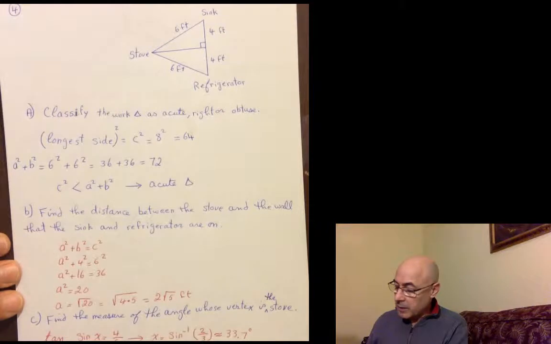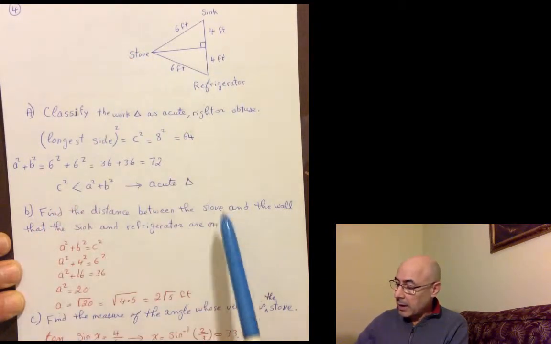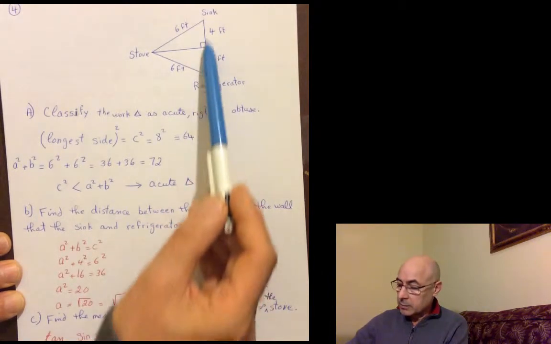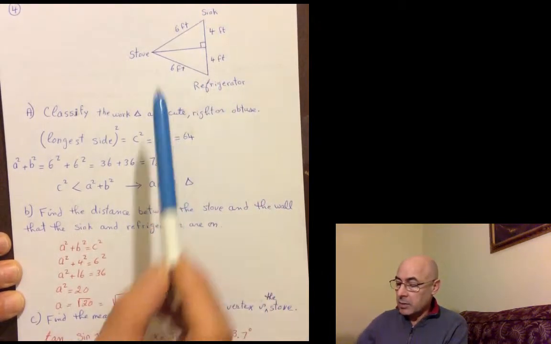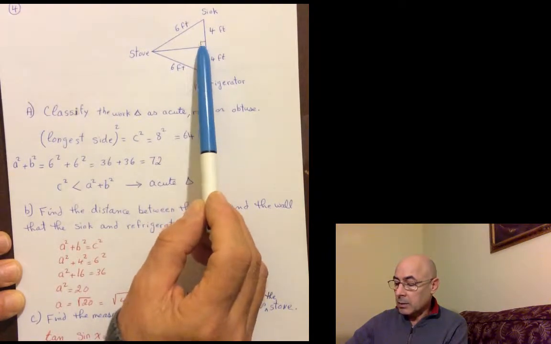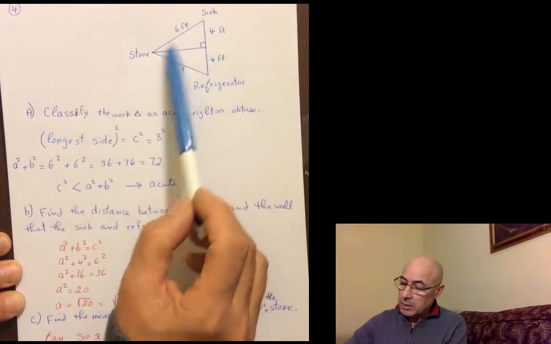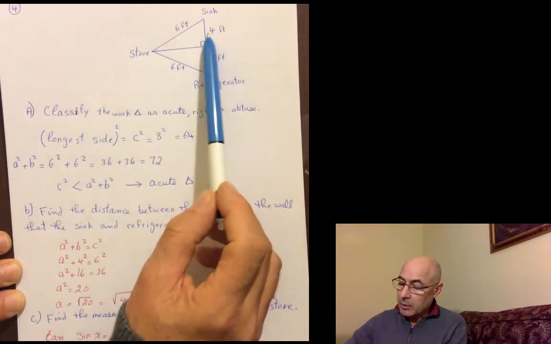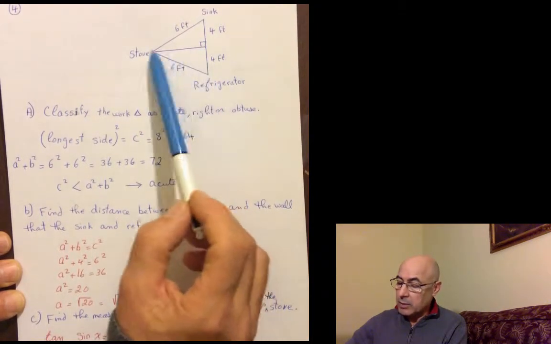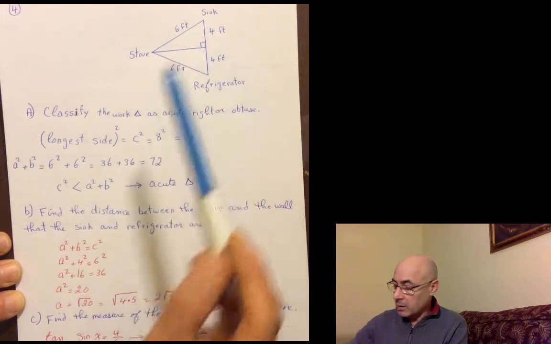On the same problem, I want to find the distance between the stove and the wall, which has the sink and the refrigerator. So we need to know how long is that perpendicular. So here's a right angle triangle. I know two sides. We need to find the third side. I know the hypotenuse, I know the c. I know one of the two legs. I want to find the other leg.